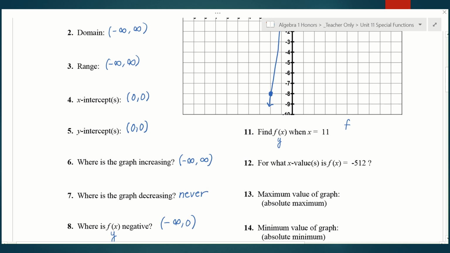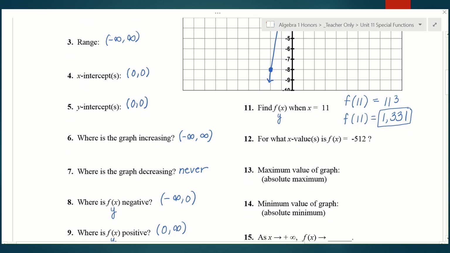So instead of f of x equals x to the third, I'm going to say f of 11 equals 11 to the third. So if we type that in our calculator, 11 times 11 times 11, or 11 to the third power, we're going to get 1,331. So that's the value of y, or f of x, when x is 11.